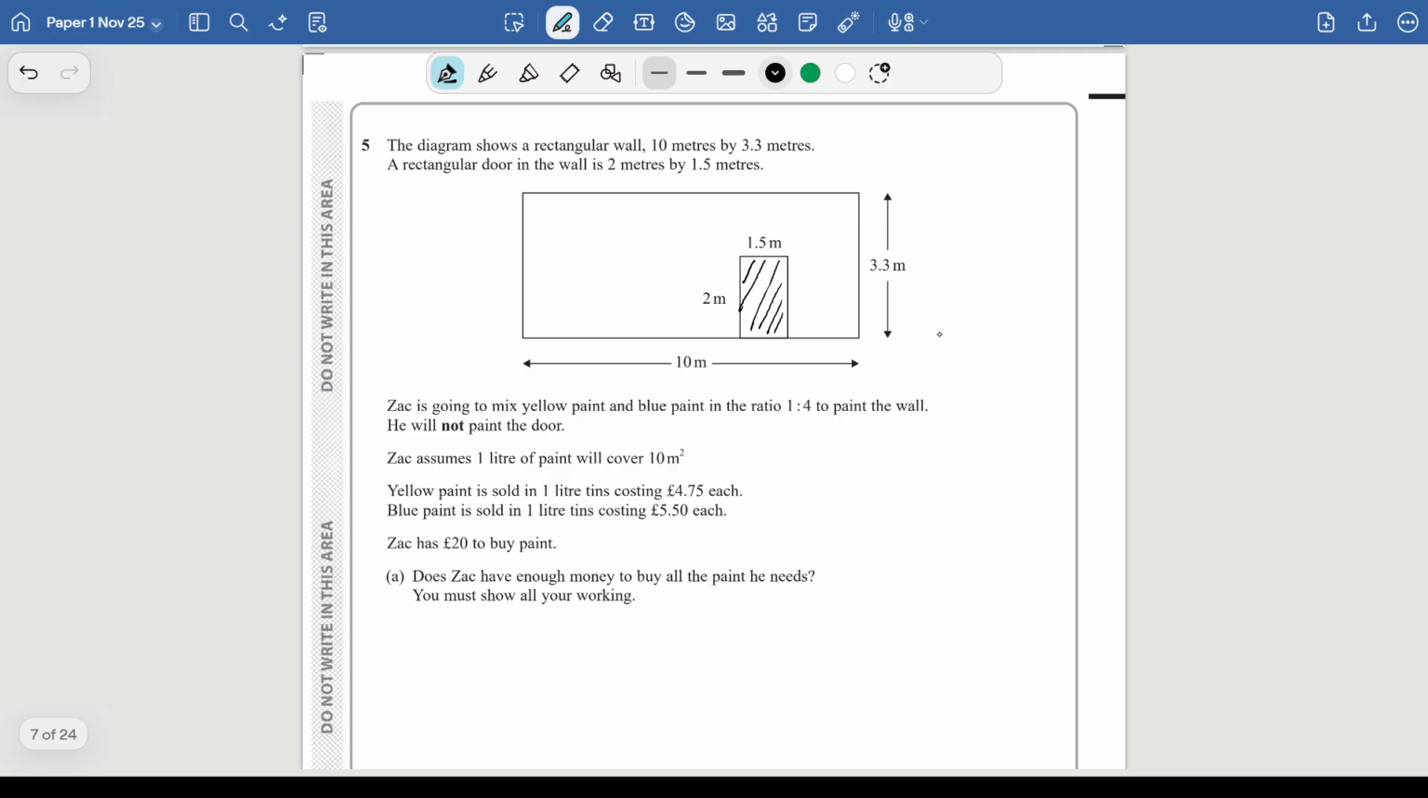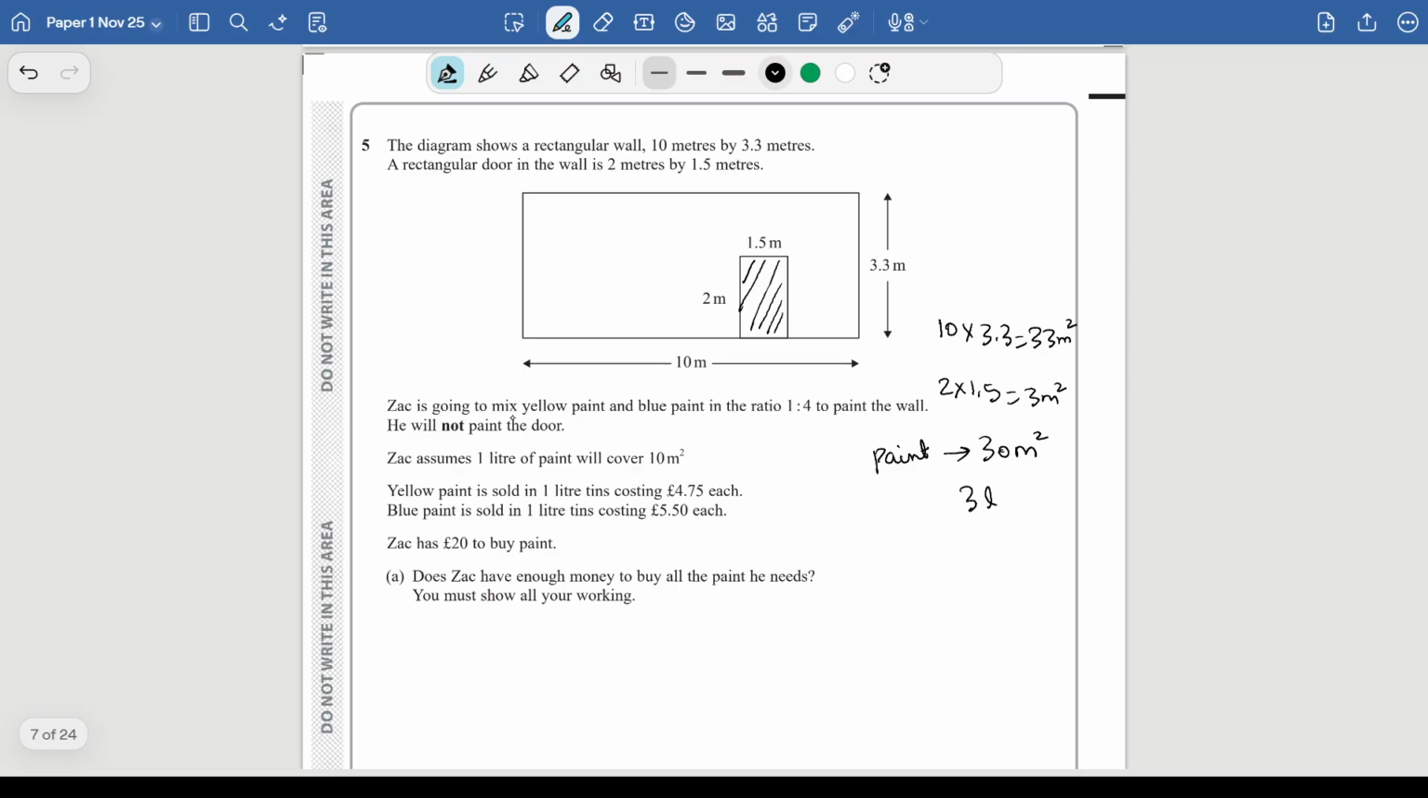So the dimensions are 10 by 3.3. So that's 33 meters square. And from that, you need to exclude the area of the door, which is 2 times 1.5. That's 3 meters square. So 3 taken away from 33 is 30 meters square. So he needs to paint a 30 meters square area. And 1 liter covers 10 meters square. So for 30 meters square, he will require 3 liters of paint.